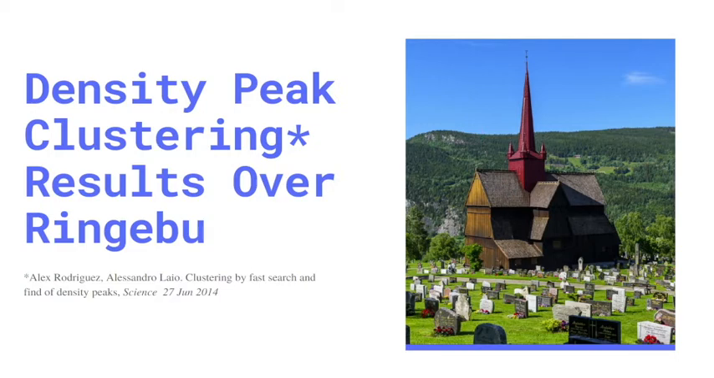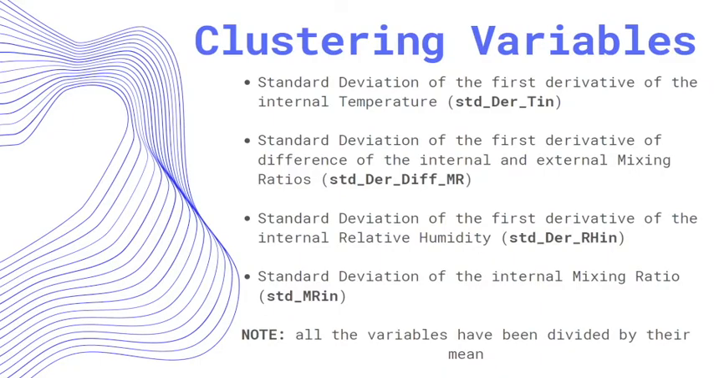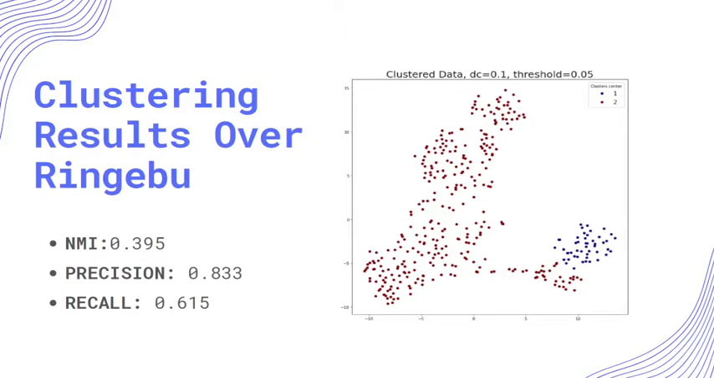Now that the dataset has been described, we can present the results we get from the density peak algorithm on Ringebu stave church. In this slide, it is possible to see the variables we used in order to perform the clustering. Here, there are the results of the clustering. We get a normalized mutual information of 0.395, a precision of 0.833, and a recall of 0.615.